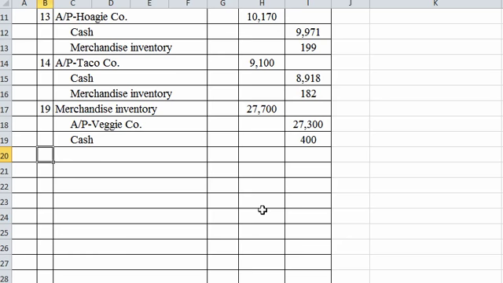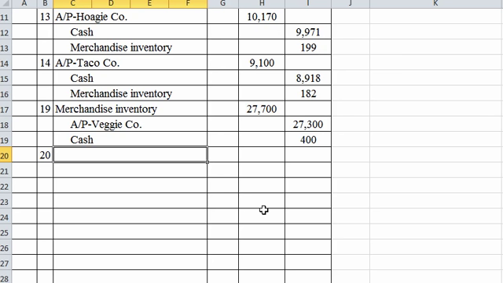Okay, next on the 20th, purchased merchandise from Caesar Salad Company. They're killing me with these names, all of them, with the exception of the first one, has to do with food. I'll get to stop and have a sandwich or something.